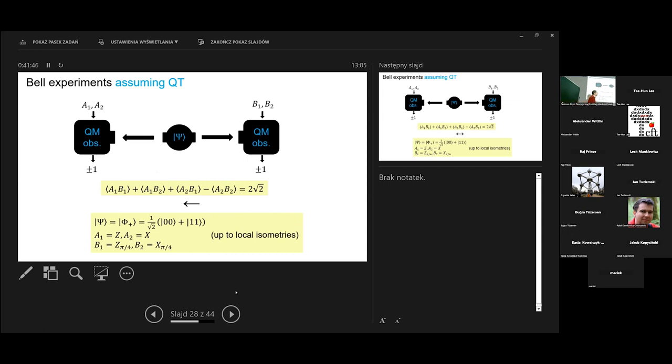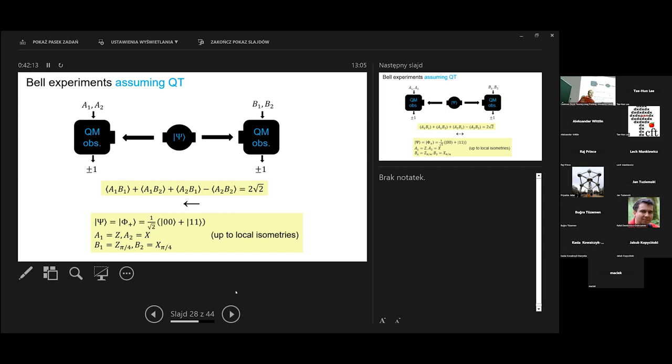Maybe there is a simpler strategy, easier to implement, that would get the same value. So people have looked for that. And of course, what you can do is some local change of basis. You could change the value. You could embed this two-dimensional system in a higher dimensional Hilbert space simply by adding degrees of freedom which you don't measure. This would change the value.